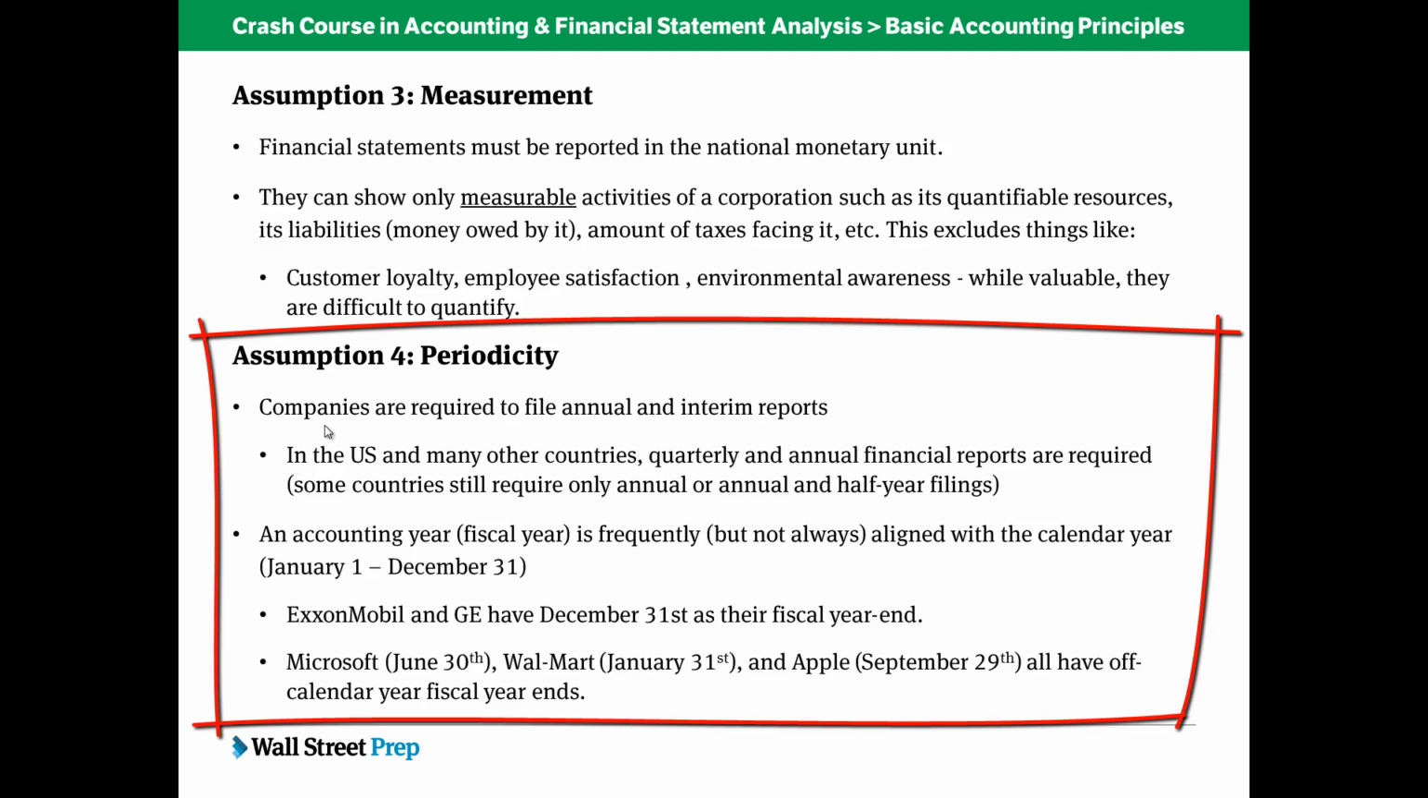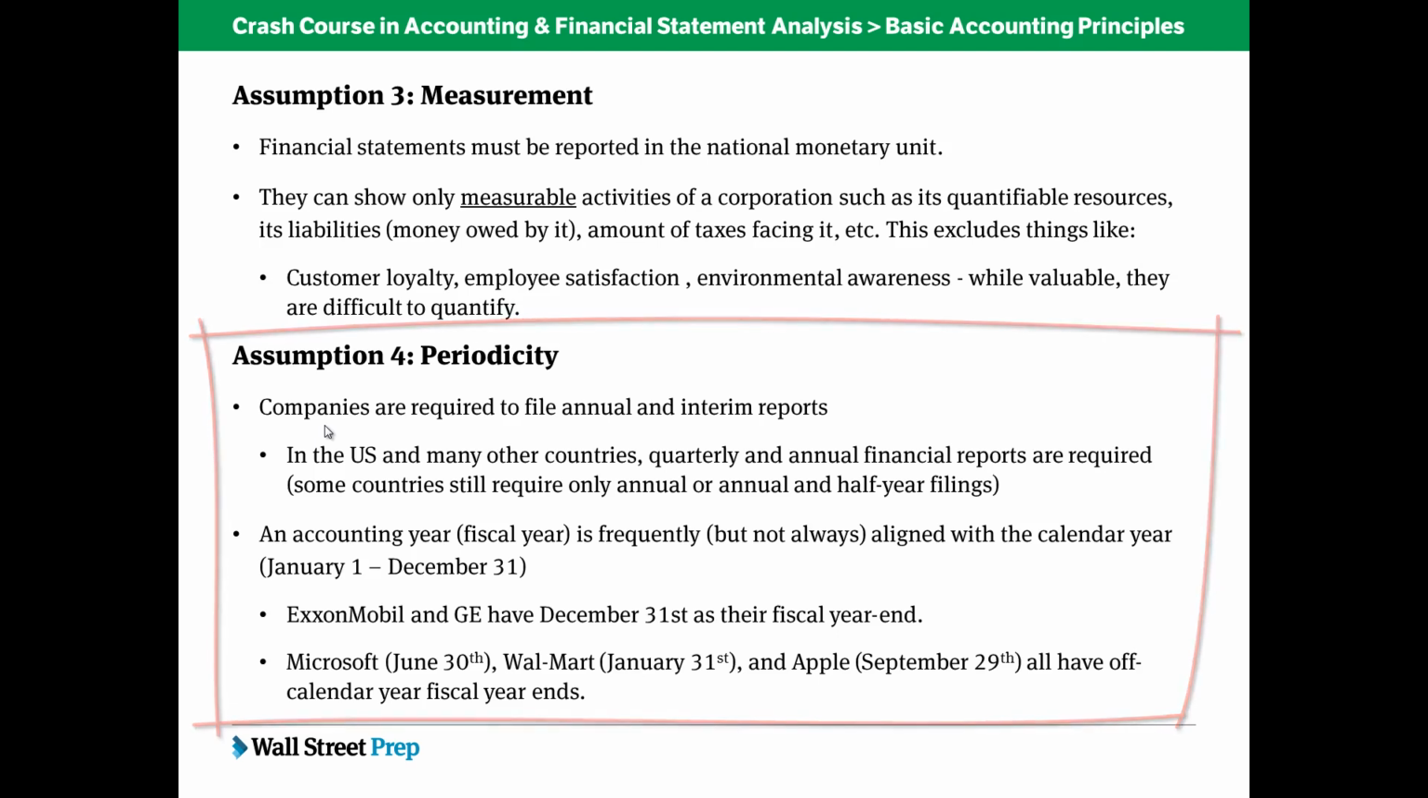But then you have a lot of companies whose fiscal year ends at a date that is different from the calendar year end. So Microsoft ends June 30th. Walmart ends January 31st. Apple ends September 29th. All have off-calendar year fiscal year ends.